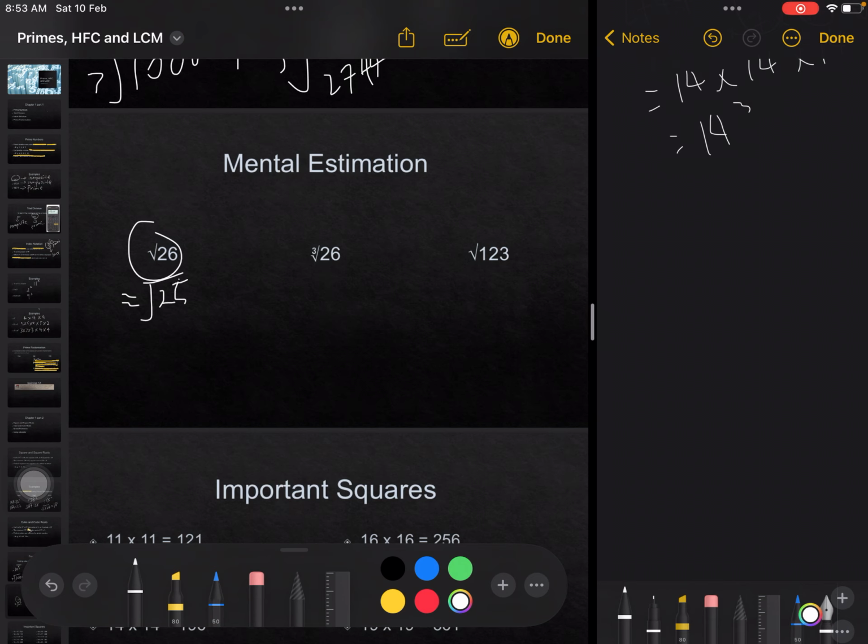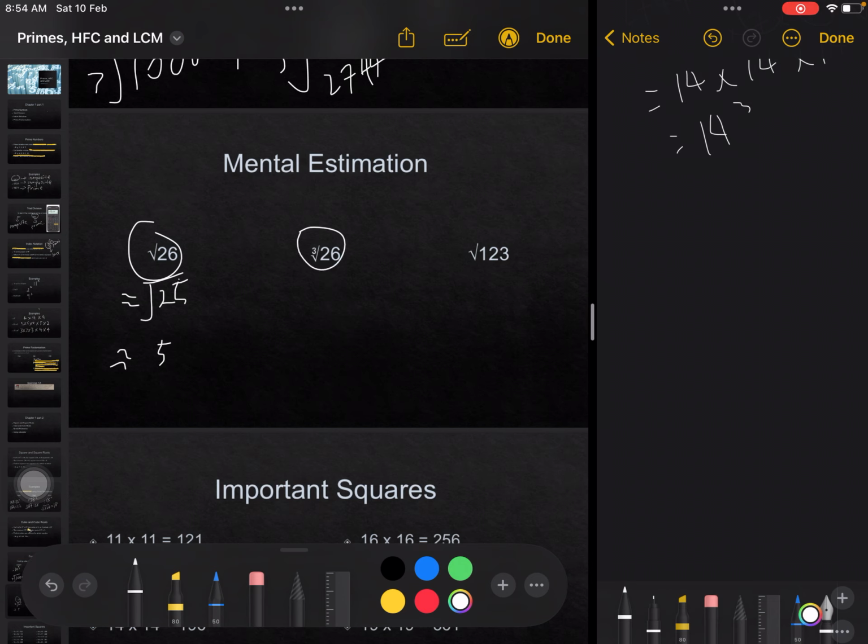Okay, and 25 can be squared. So the square root of 26 is estimated to be the square root of 25, so not equal, but estimated to be 5. Okay, so the cube root of 26, how do we go about doing this?